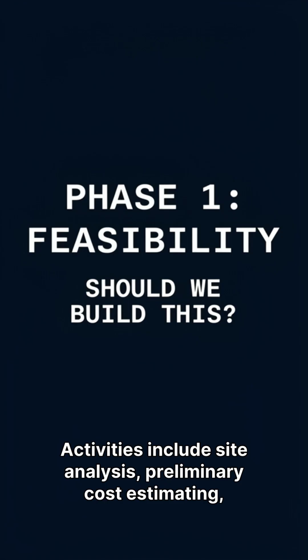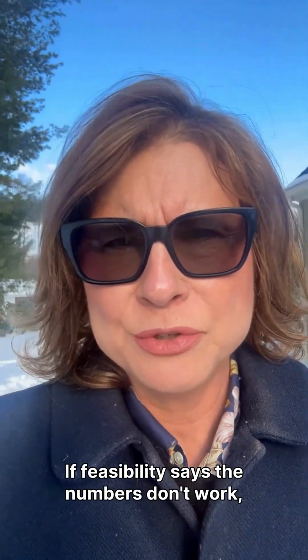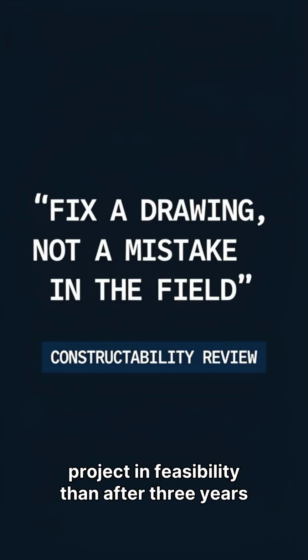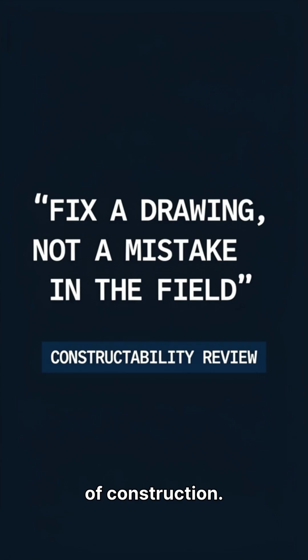Activities include site analysis, preliminary cost estimating, and zoning review. The outcome is a go or no-go decision, an initial budget, and a project goals document. If feasibility says the numbers don't work, the project stops here. That's the point. It's far cheaper to kill a bad project in feasibility than after 3 years of construction.